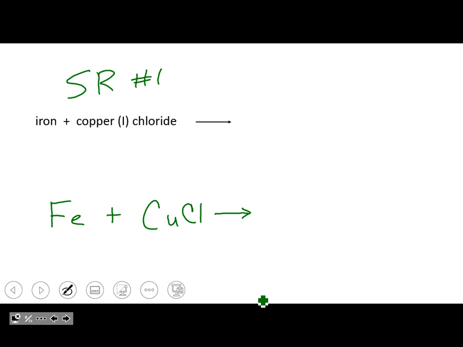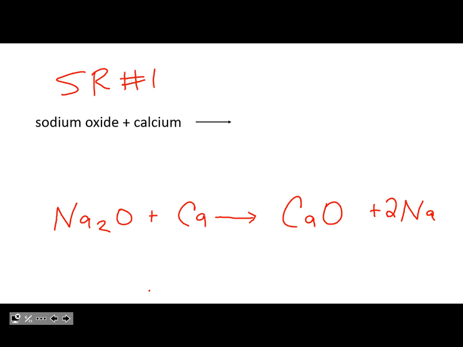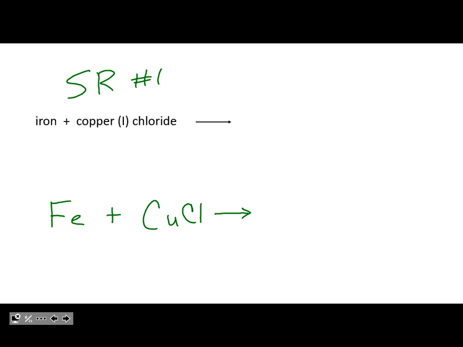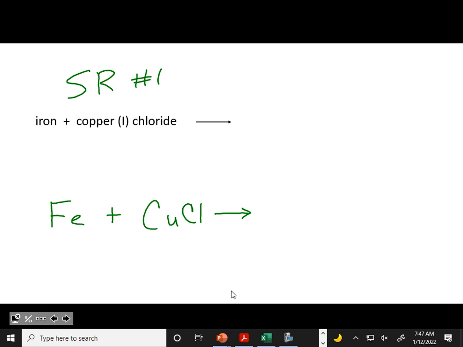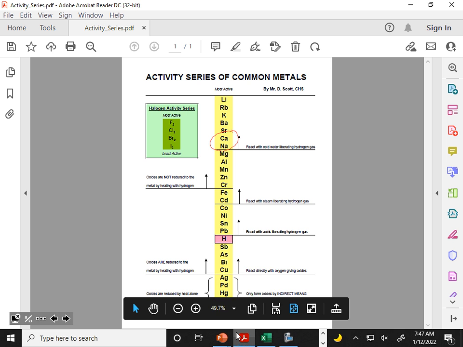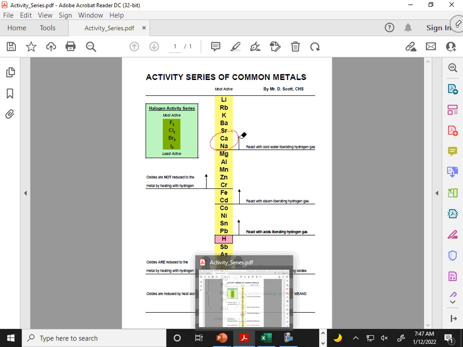So again, I have to determine if, on my activity series, we're more active. So let me switch my screen again. Back to my activity series. Now I'm on my activity series here.